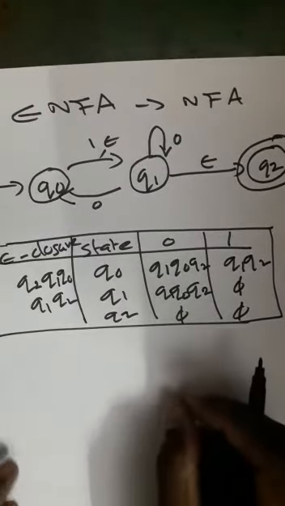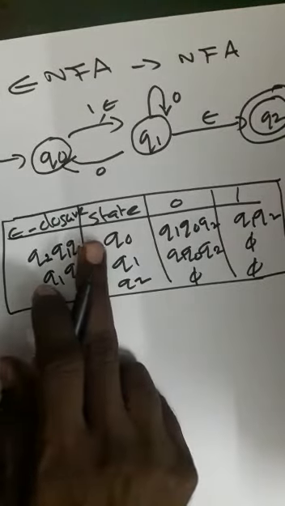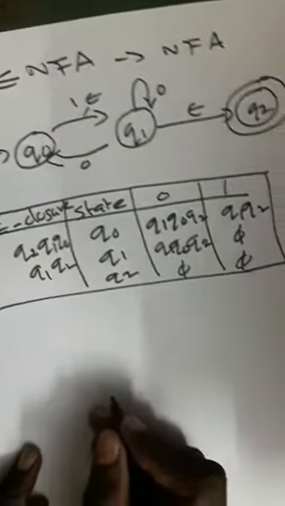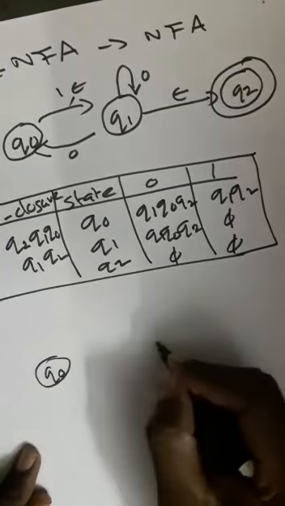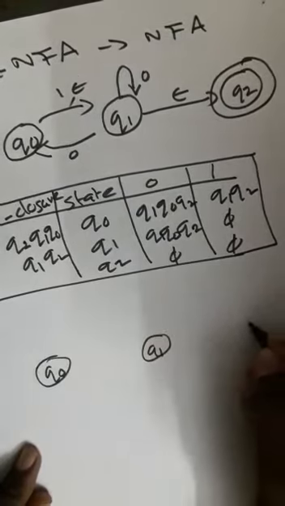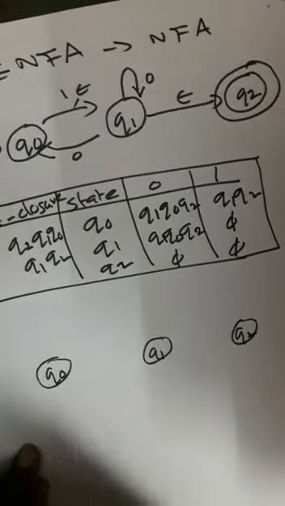Okay, now we have to draw an NFA diagram. What are the states we are having? We are having Q0, Q1, Q2. Three states we are having.